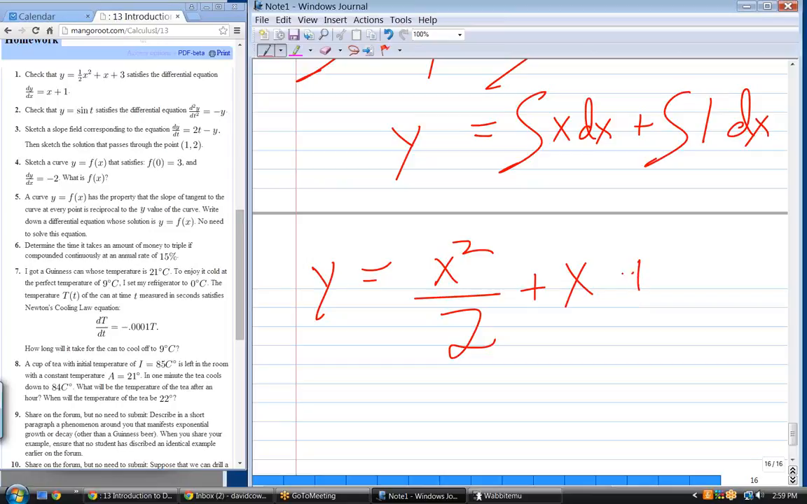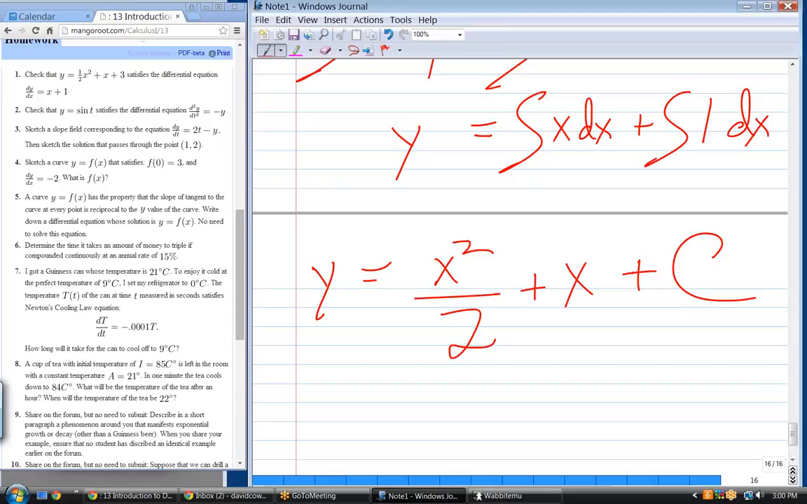But if I had some constant added to that, and I took the derivative of it, what would I get? 0? No, I would still get x plus 1. In other words, when you integrate something, you can add any constant to it that you want, because when I take y prime now, I get x plus 1. It doesn't matter what this constant is.